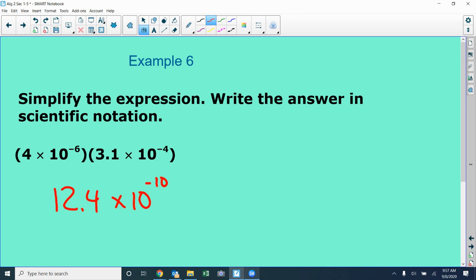Now, there is one problem with scientific notation. We want it to always be 1.24. So we always need to move this decimal. So we're moving that decimal over 1, so it's going to be times 10. We moved it 1 over, so it's negative 11.